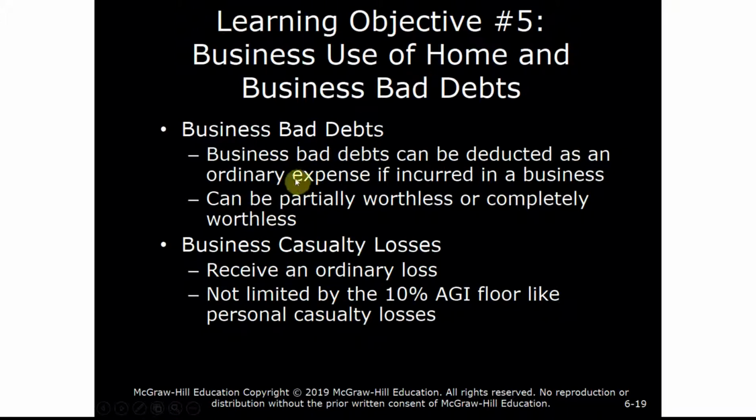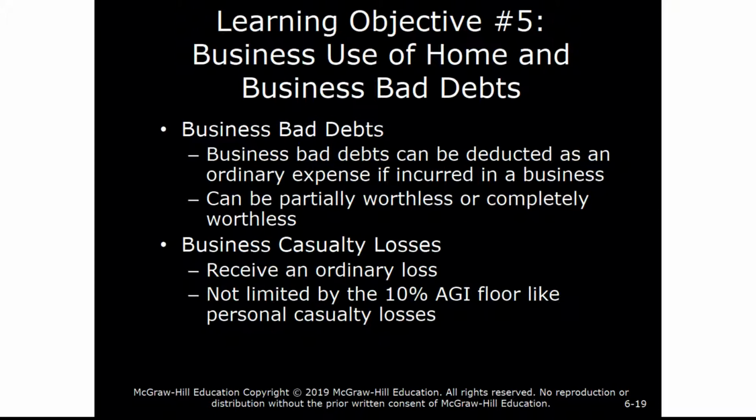As far as bad debts are concerned, business bad debts can be deducted as an ordinary expense. It's part of the cost of doing business. We always want to differentiate between business bad debts and personal bad debts. Personal bad debts would be a capital loss, and we have to apply that to our capital gains, and then we'd get $3,000 at most to take on capital losses per year. Business bad debts, however, you can deduct all of it. There are no limitations.